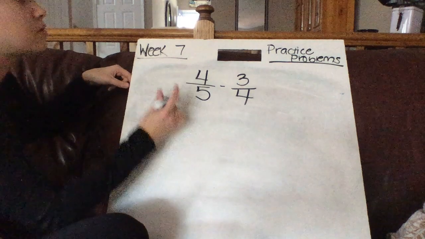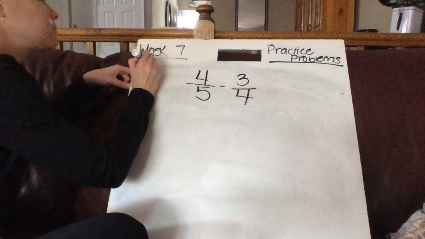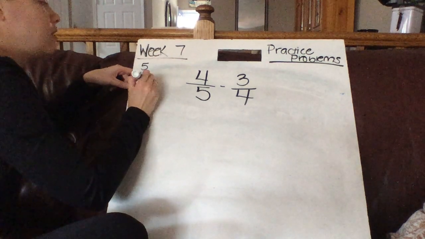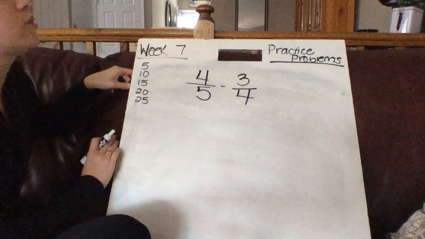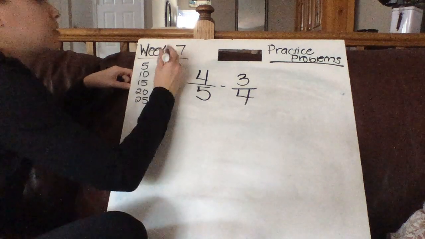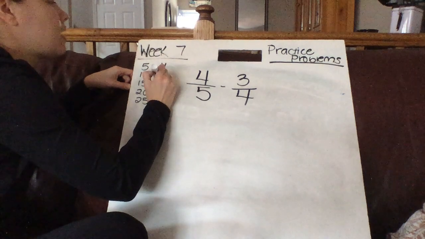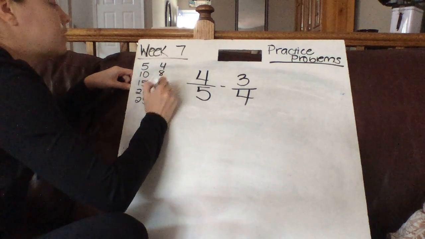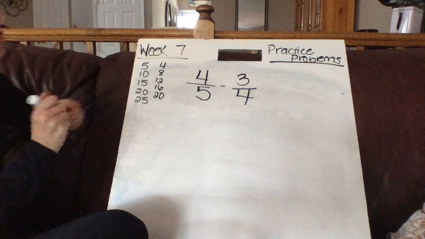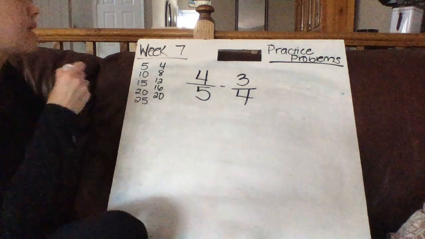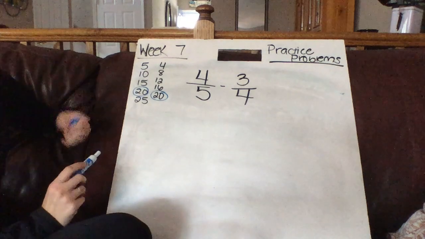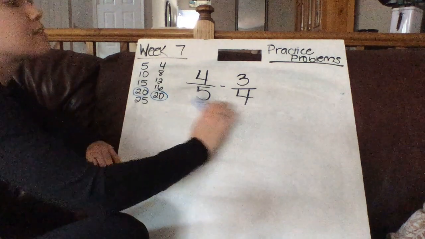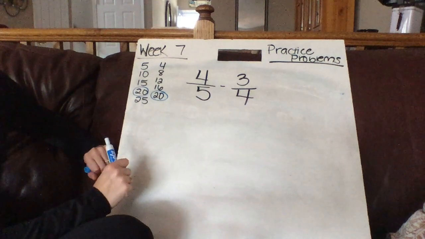So to list out multiples, just so we know how to do this: 5, 10, 15, 20, 25. That would be my multiples of 5. My multiples of 4: 4, 8, 12, 16, 20. Now I can actually stop because the least common multiple is 20, which means that's going to be my least common denominator, which happens to be what I get if I multiply the two of them together.